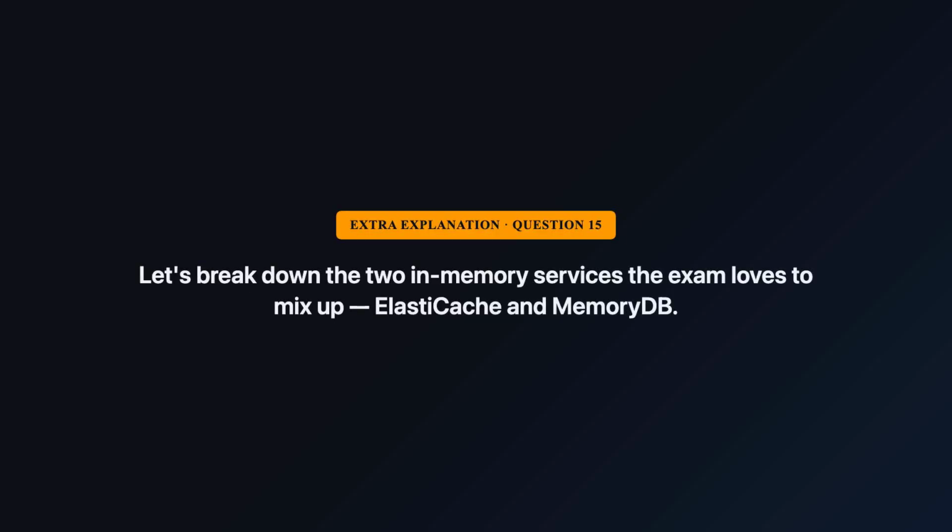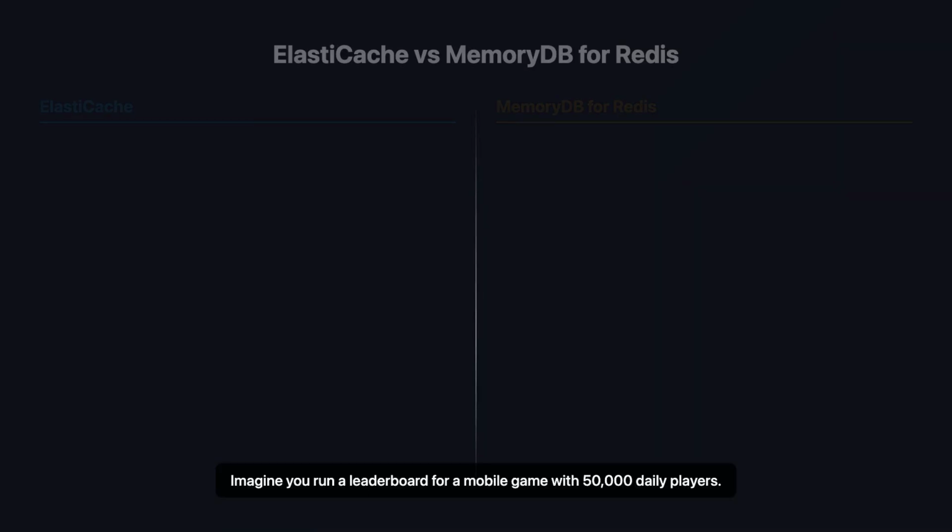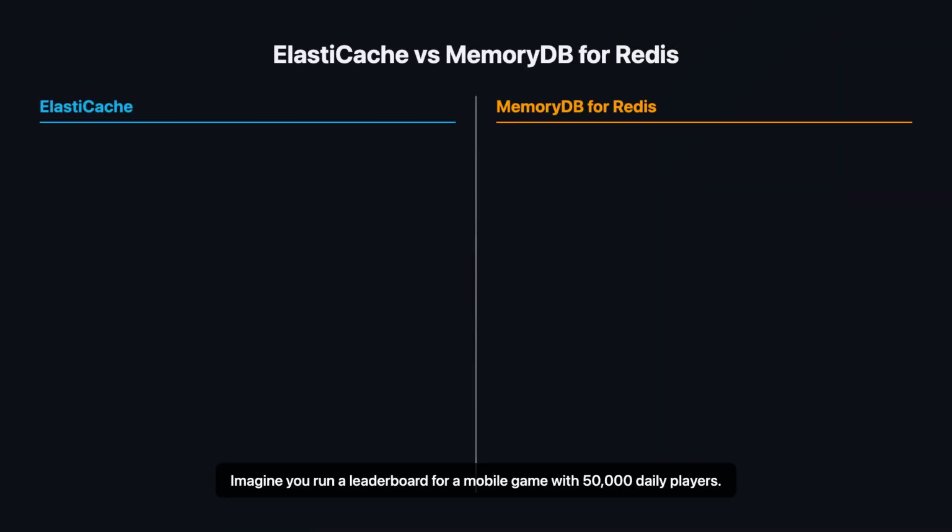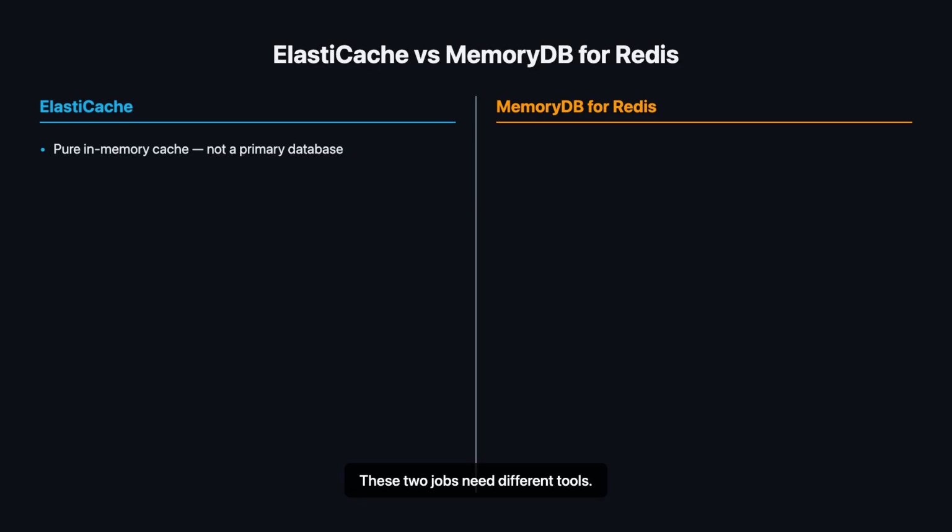Let's break down the two in-memory services the exam loves to mix up: ElastiCache and MemoryDB. Imagine you run a leaderboard for a mobile game with 50,000 daily players. If a server dies, rankings can't vanish. Now picture a product catalog cached on top of a relational database. If the cache resets, you just reload it. These two jobs need different tools.